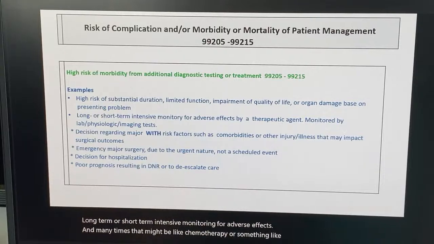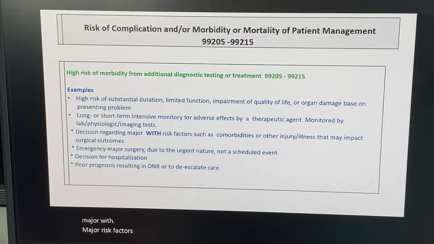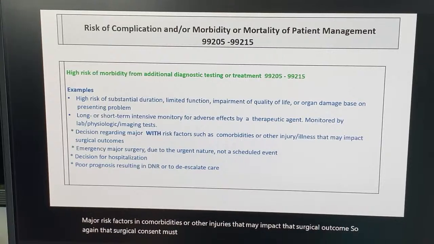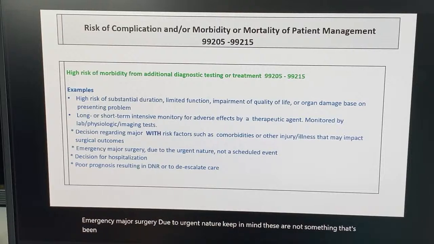Decisions requiring major surgery with risk factors and comorbidities or other injuries that may impact the surgical outcome. So again, that surgical consent must have that information in there, what those are. Emergency major surgery due to urgent nature. Keep in mind that these are not something that's been a scheduled event. This is an emergency type of surgery.